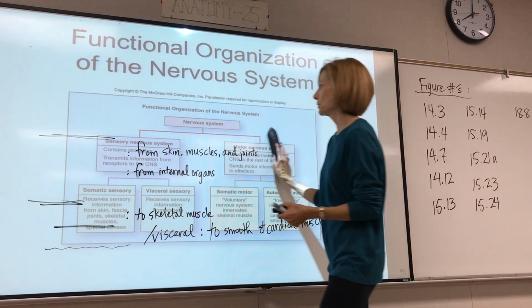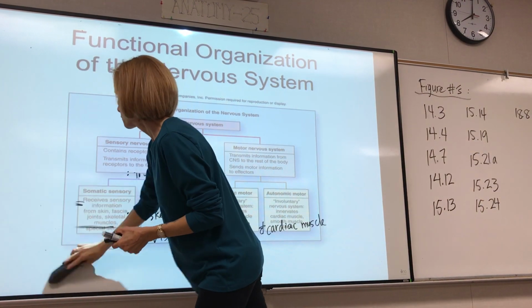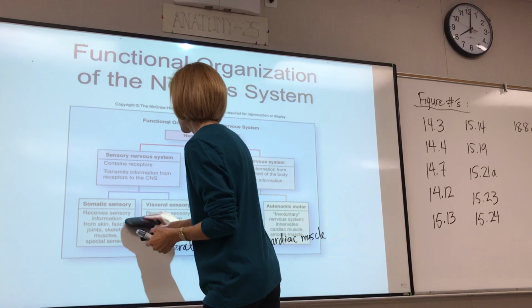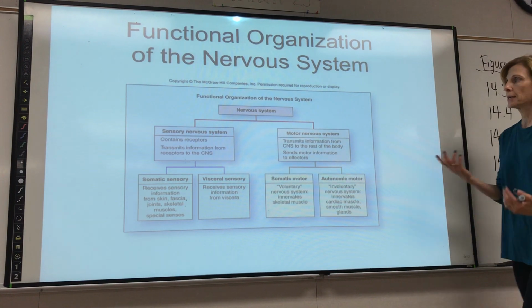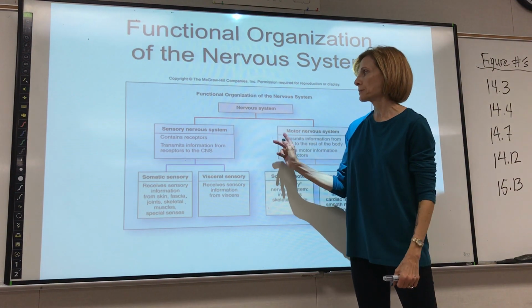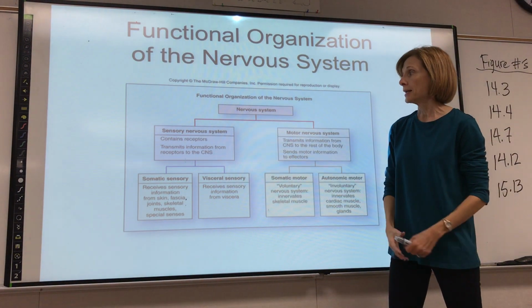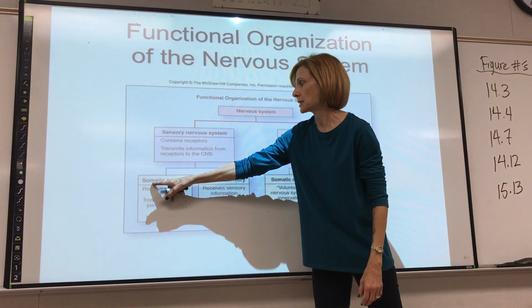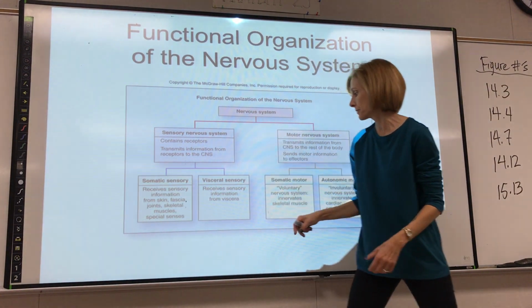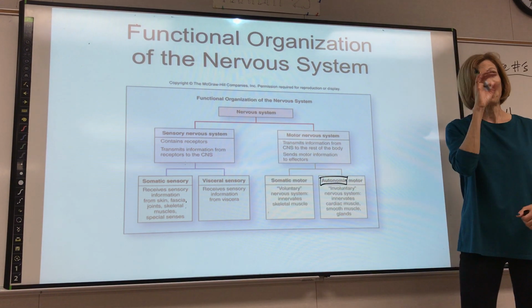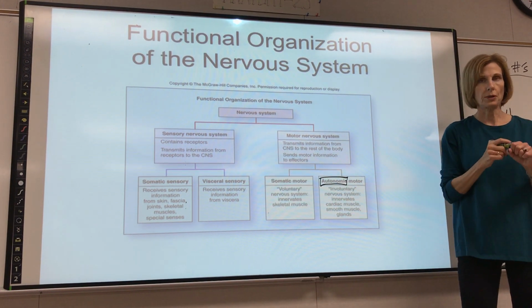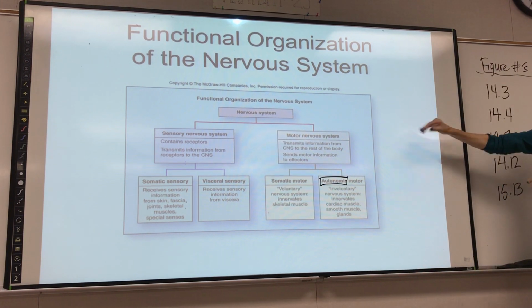So this is a table, chart, whatever, that's in your book in chapter 14 that just kind of gives you an overview of the nervous system. This is what we just talked about. So again, broken down into two types of information, sensory and motor, and you can see for each of those, they're just explaining what the somatic and visceral, or also called autonomic, parts would do, okay? So this is what we just talked about.